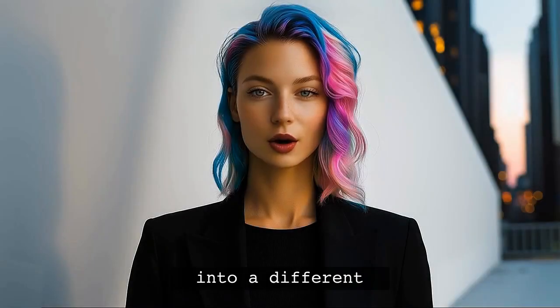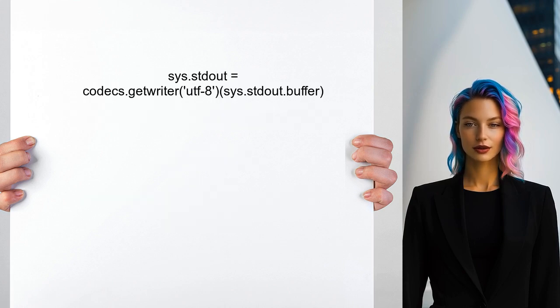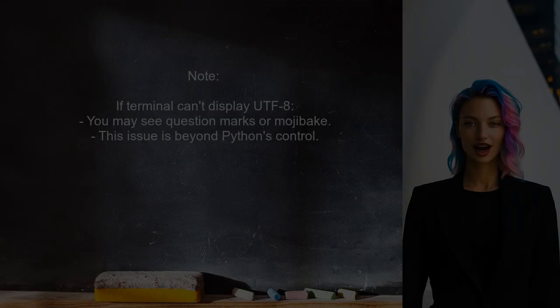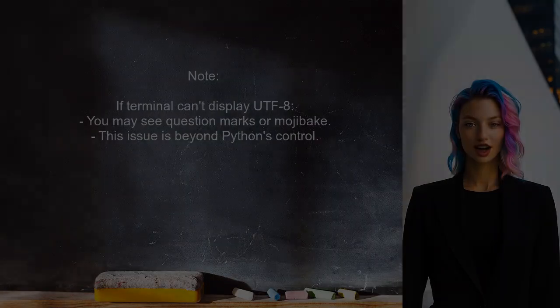Now, let's dive into a different answer from another user. This user points out that the error message might be misinterpreted. They emphasize the importance of distinguishing between Unicode decode errors and encode errors. They suggest that if you're opening a file with UTF-8 encoding, the issue may arise from how the print function handles output. They offer two alternative solutions, using the binary stream to write directly to standard output or re-encoding standard output to UTF-8. They also mention that if the terminal cannot display UTF-8 text, it may show question marks or garbled characters, which is outside Python's control.